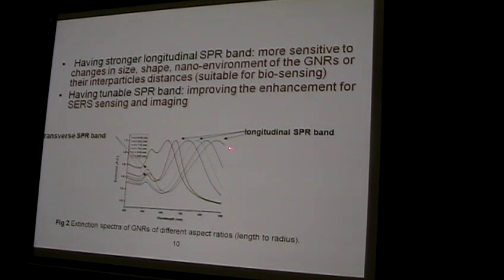Another good thing is that, because it's a gold nanorod, it has a surface plasmon effect itself that can enhance the local field significantly, and can be combined with enhanced Raman spectroscopy, these things together.